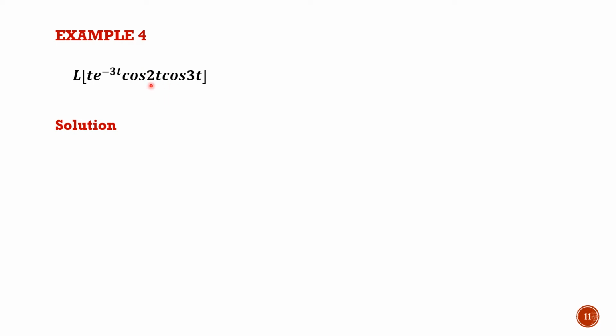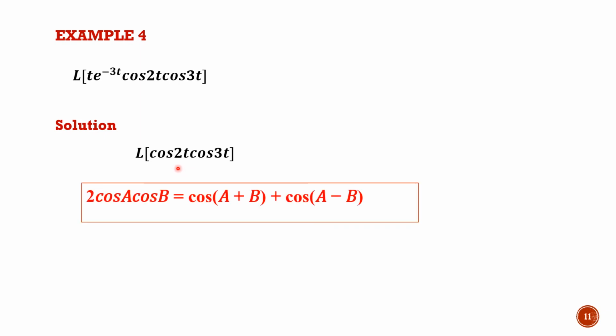So first calculating the Laplace transform of cos 2t into cos 3t. Now we are having a product of two functions, which means that L cannot be taken inside the function. So we have to make use of the trigonometric identities and reduce this to a sum or difference of two functions. We know that 2 cos A cos B is cos A plus B plus cos A minus B. Using this property, we can write cos 2t into cos 3t. Since 2 is missing, multiply and divide by 2.